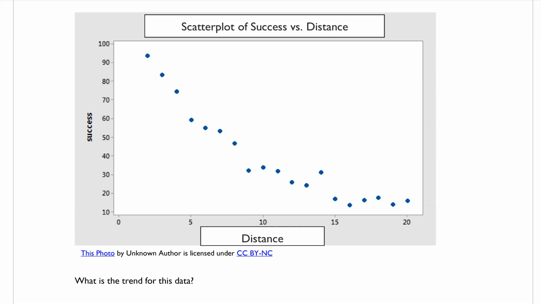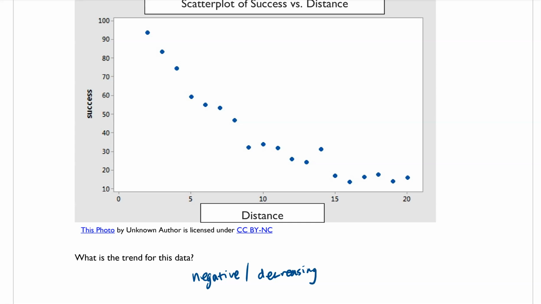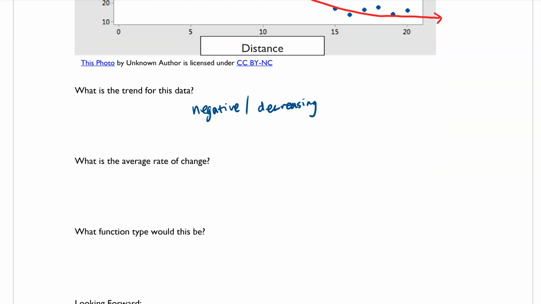Okay, so what is the trend for this data? It's definitely going in a downward direction. So we'd say negative trend or decreasing. And this one, you can maybe argue linear, but I would actually say that it looks closer to an exponential decay model, because the tail end of it, as you go farther to the right, seems to not go downwards as quickly. So I would say exponential.